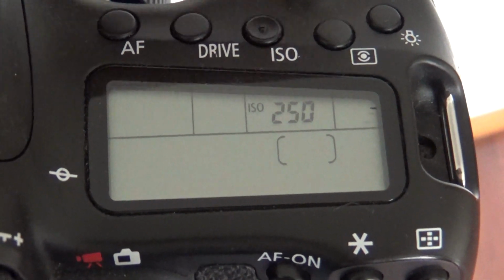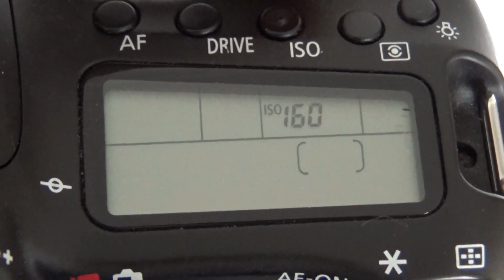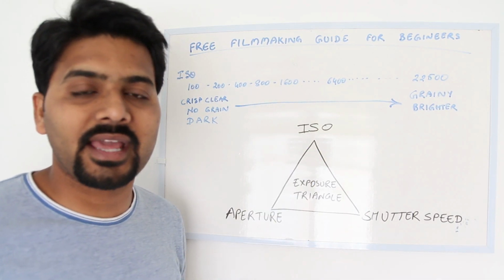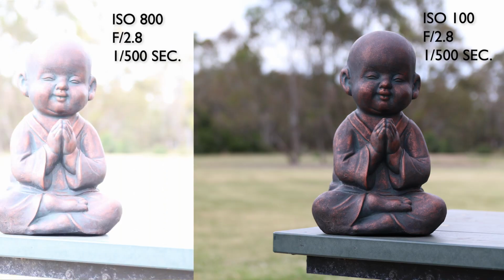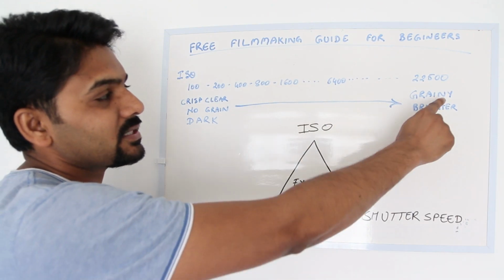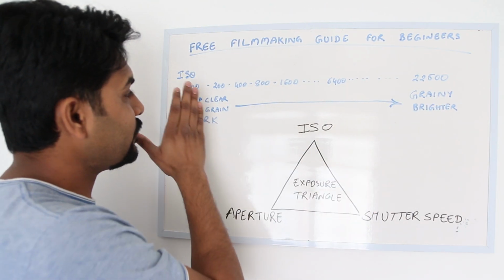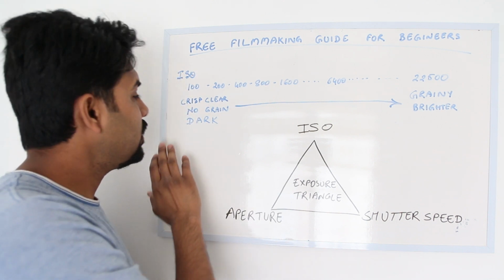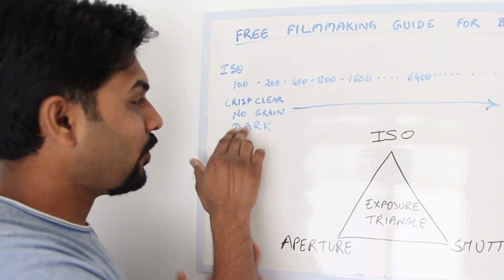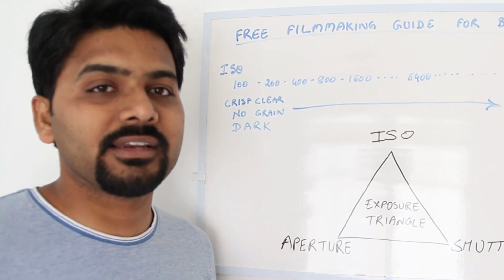If you find the ISO button on your camera and try to change the ISO, you can see most cameras have ISOs that start from 100 and go to 200, 400, 800, 1600 and so on. If you go a step further, it will increase the brightness of your image or footage, but it will also increase the grain. If you have a lower ISO, that means you have a crisp, clear image with no grain, but it would be a little bit darker.